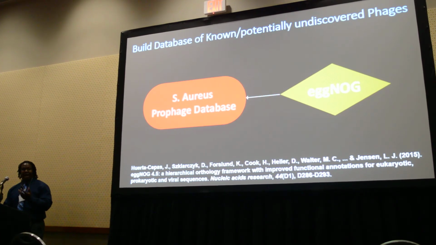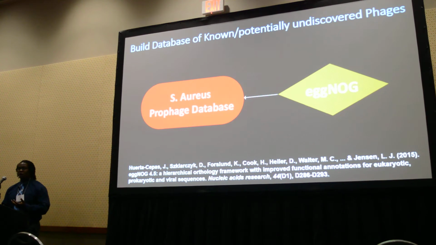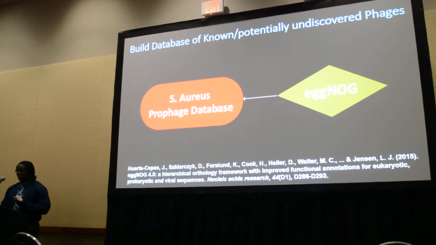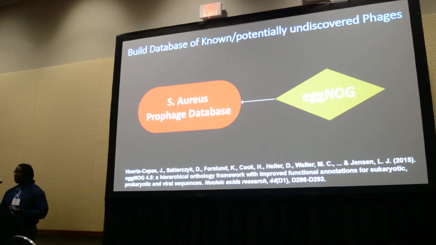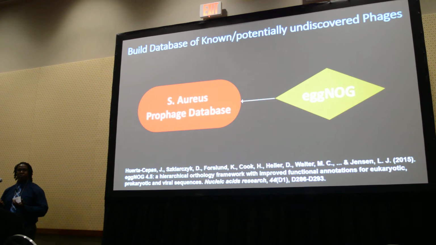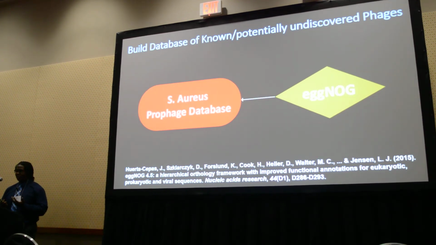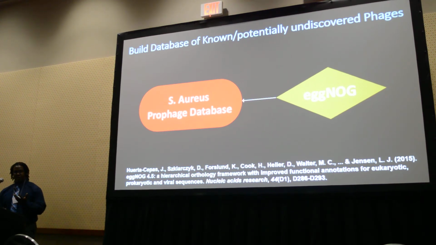And the last step we'll be doing is working with another tool called Eggnog, which is basically a functional annotator. After I have all my phages and they're grouped, I'm going to run them through this tool to build a database, and it should basically tell you what gene function the phage is doing.